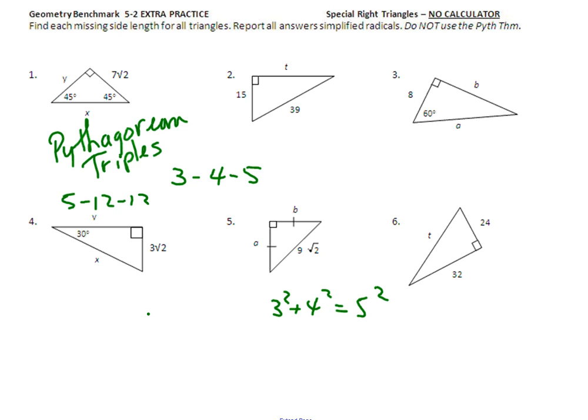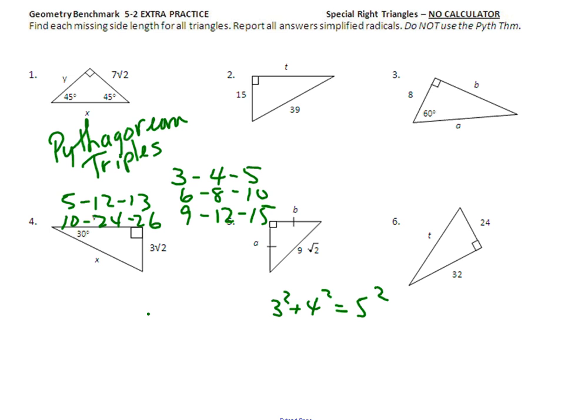What are some other ones? 5, 12, 13. Pretty much if you know these two, you'll get most of these right on the benchmarks. Because if you know 3, 4, 5, you know all the multiples of those. If I double the 3, 4, 5, I have 6, 8, 10. If I go 3 times 3, I get 9, 4 times 3, 5 times 3, so a 9, 12, 15 triangle. And same thing over here, 5, 12, 13, I could go 10, 24, 26, and all multiples of those.